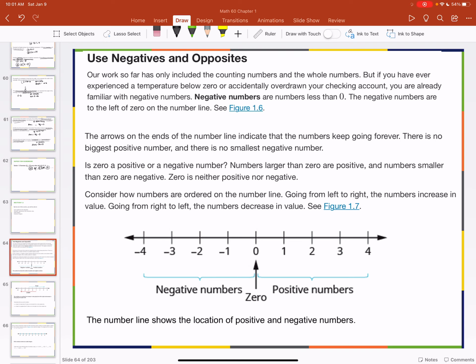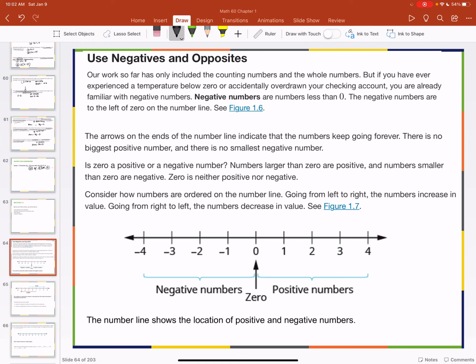Using negatives and opposites. So far, we've used the counting numbers and whole numbers, but if you've ever experienced a temperature below zero or accidentally overdrawn your checking account, that's me right there, you're already familiar with negative numbers, right? Numbers that are less than zero. Negative numbers are to the left of zero on the number line.